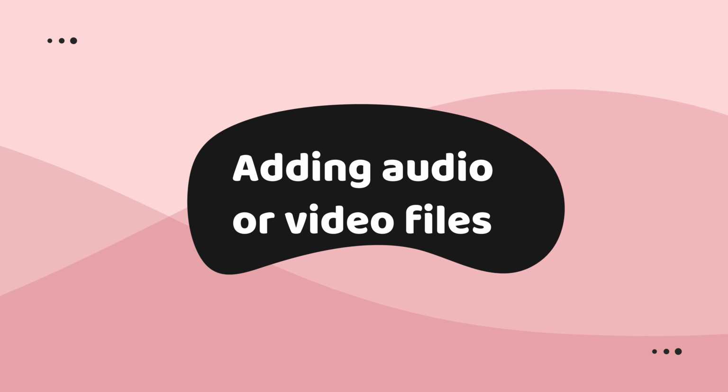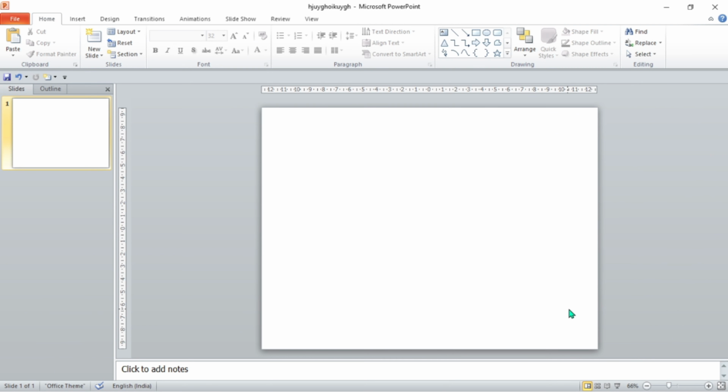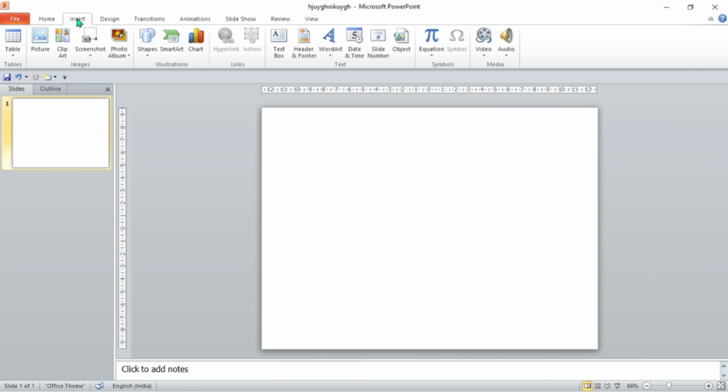Adding audio or video files. Go to Insert and click Audio or Video. If it is from your storage, choose Audio or Video from File. If it is from web, choose Video from web. Audio from web is not supported.